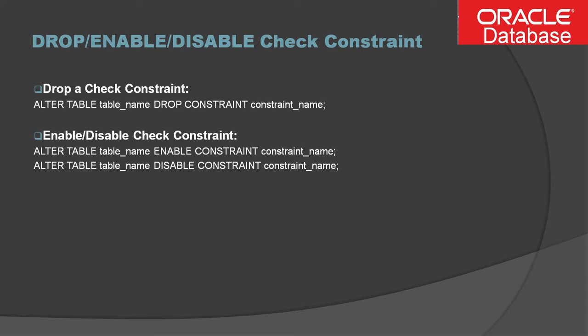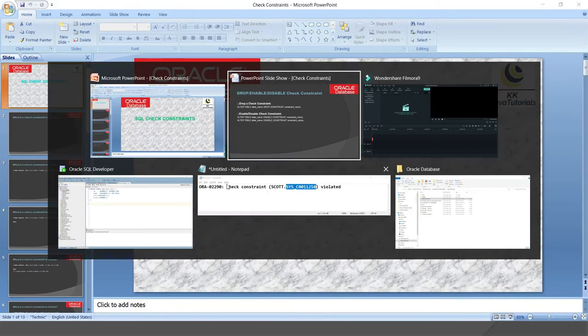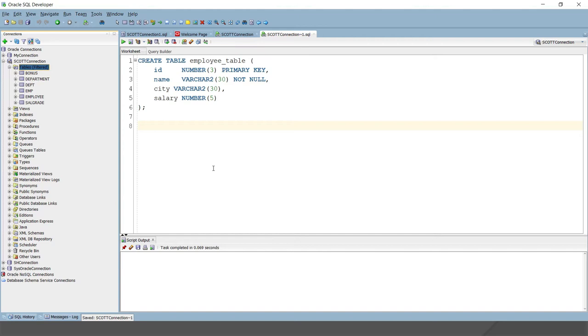So these are just the concepts. Theory is enough. Let's go to some practical examples so that it will be more clear. So here is the SQL query, and here you can see I have a table called employee_table, and here let's say I would like to define a check constraint on salary.